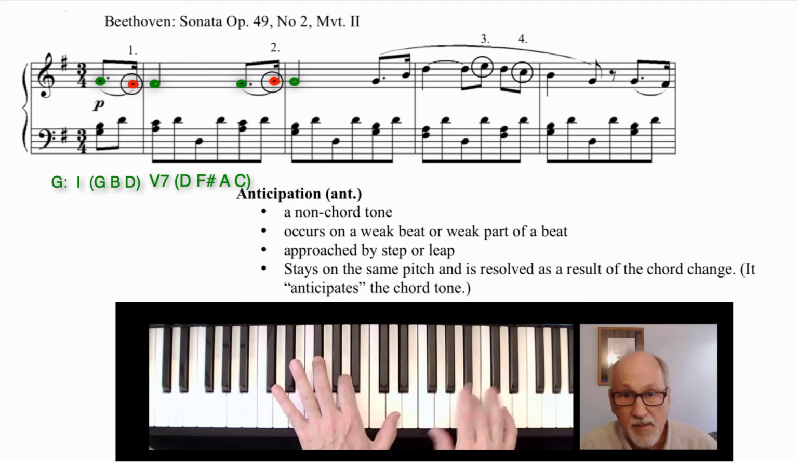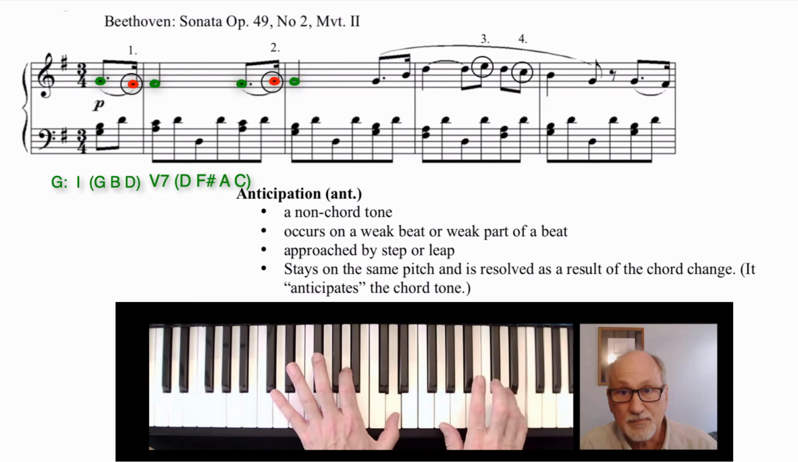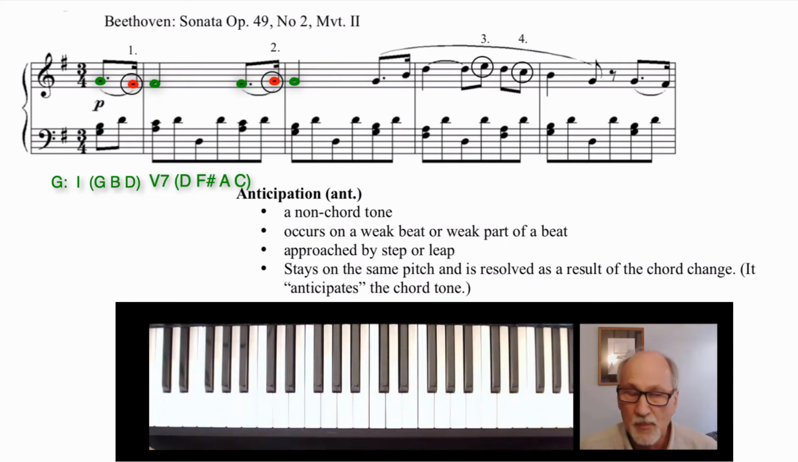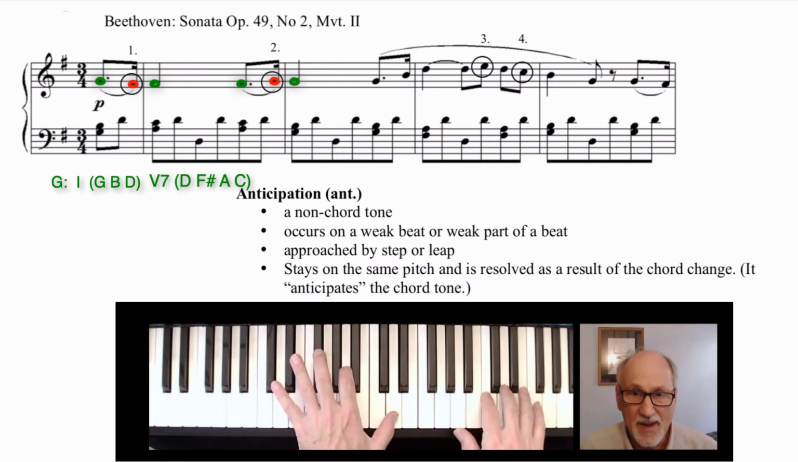Measure 3. In measure 3, can you take a look at those circled tones and tell me what they are? They are not anticipations. The chord is still a 5 chord.